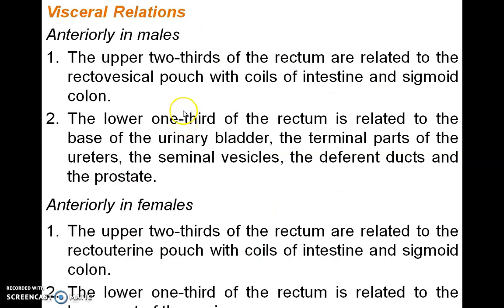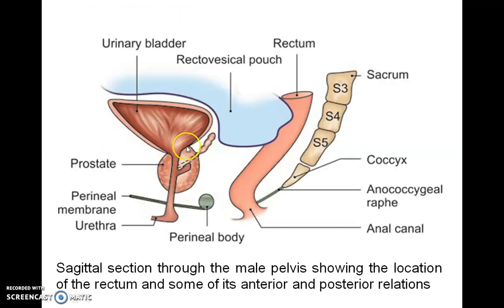Visceral relations we will see. It is different in males and in females. Anteriorly, in the upper two-thirds and in the lower one-third, different relations are there in males and in females. We will see it. First we will see the peritoneal relation. This is the peritoneal pouch, the rectovesical pouch, which separates the rectum from the urinary bladder. In females there is a rectouterine pouch, which separates the rectum from the uterus.